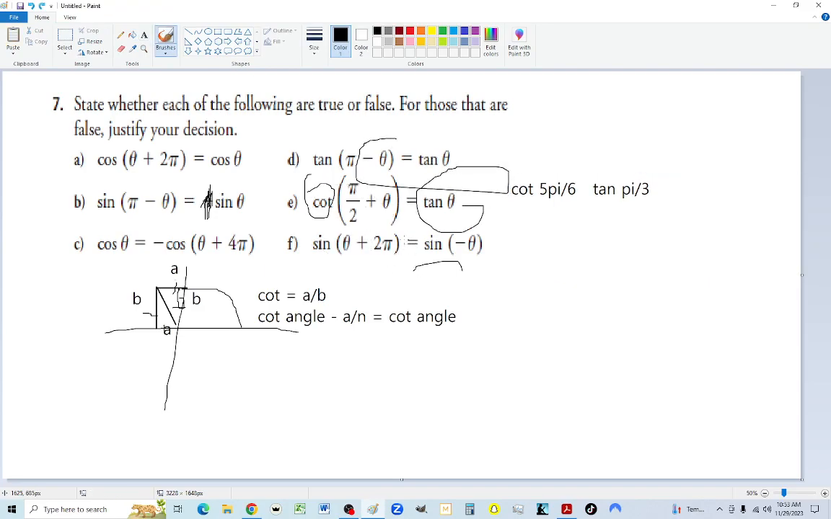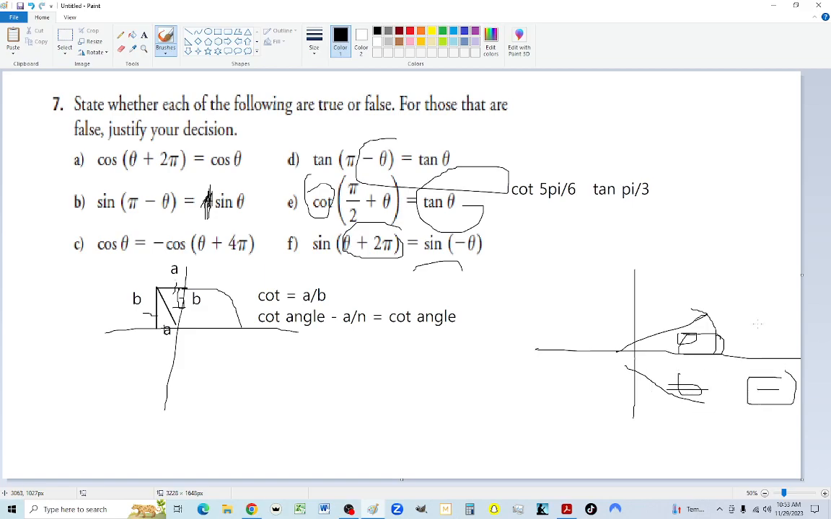Okay, what about this one? Is this going to be the same as sine of the negative angle? Well, let's see. If I talk about an angle, I'm up here. If I talk about a negative angle, I'm down here. It's clear that the positive angle is not the same as the negative angle, especially since sine down here will come out negative and sine up here will come out positive. However, if I start at this angle here and go around 2 pi, I end up at the same angle, right up here.